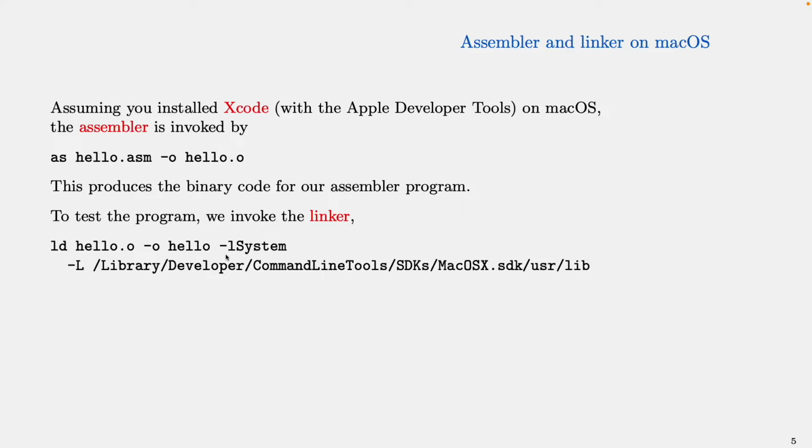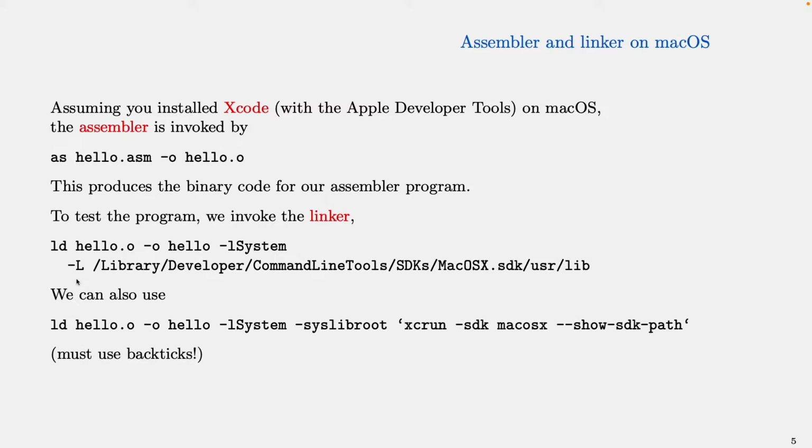I need to use the option -l system to link it with the dynamic libsystem library. And the -L option provides the path where the linker has to look for this library. Just as a side comment, macOS does not allow static linking, so you always have to use this dynamic system library. We can simplify this call a little bit as follows.